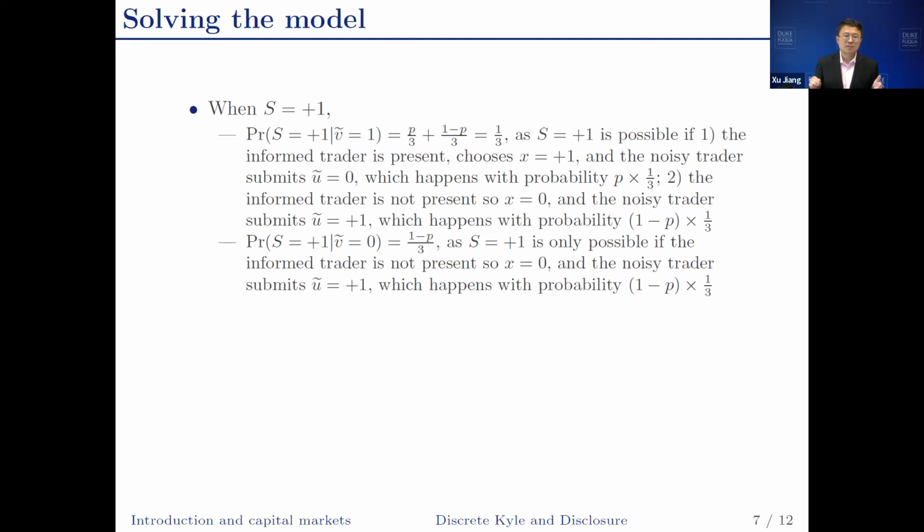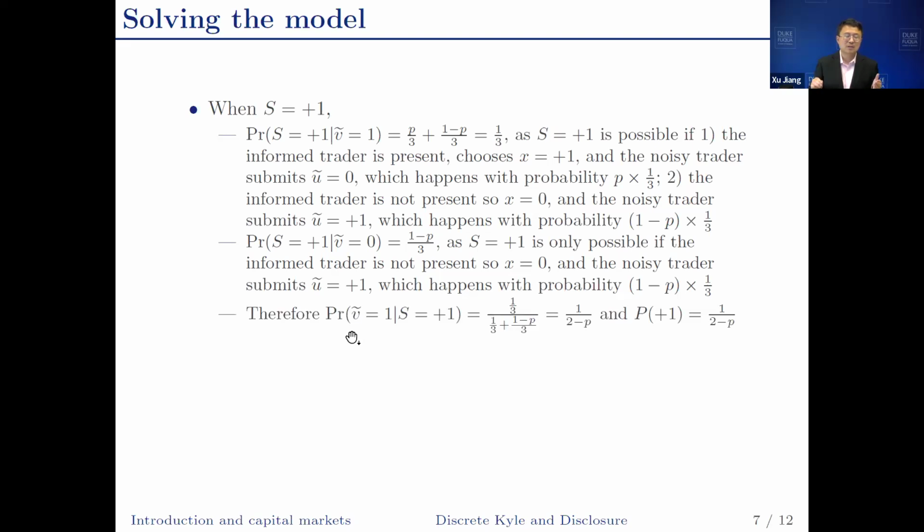Why is that? Because conditional on V equals 0, the order flow equals +1 is only possible if the informed trader is not present, which means the informed order flow is 0, and the noise trader buys 1 share. And as we mentioned above, it happens with probability (1 minus P)/3. Conditional on V equals 0, if the informed trader is present, the total order flow cannot be +1, because when the informed trader is present, the informed trader is going to sell, and the total order flow cannot be +1. So now we have the probability of S equals +1 conditional on V equals 1, and the probability of S equals +1 conditional on V equals 0.